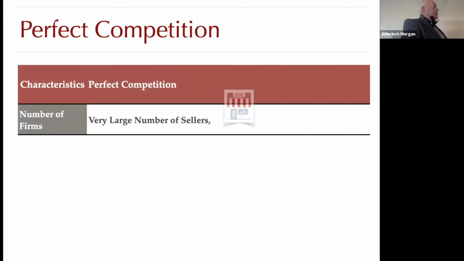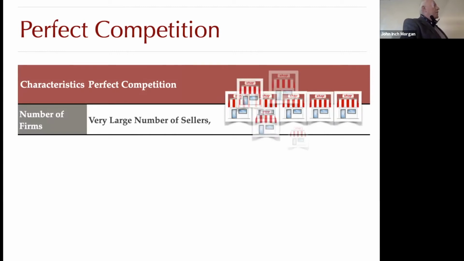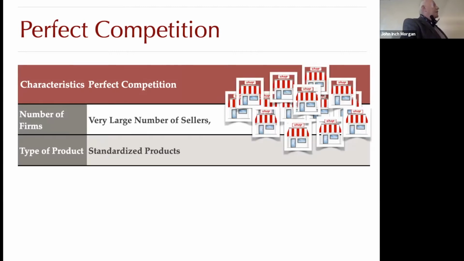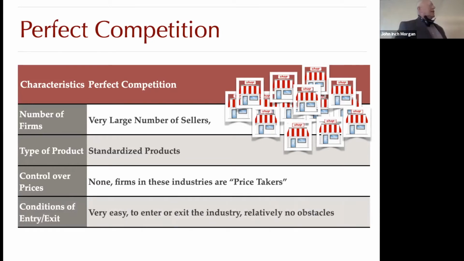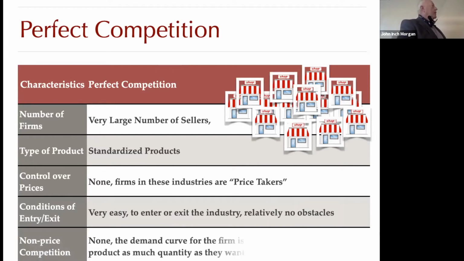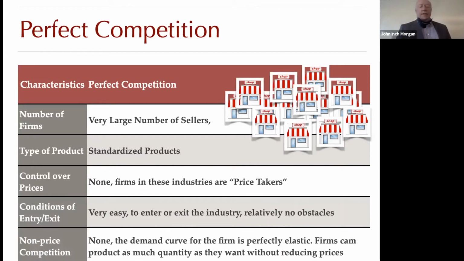So again, just to emphasize what we're going to be talking about today: large number of sellers, standardized product. When I say standardized product, I also mean that there are many, many substitutes for the product itself. And that's one of the reasons why the price is set, and these folks are price takers. Very easy to get in and out in most cases. And then the demand curve for a perfectly competitive firm is pretty well set. It is the supply that really dictates much of the price.